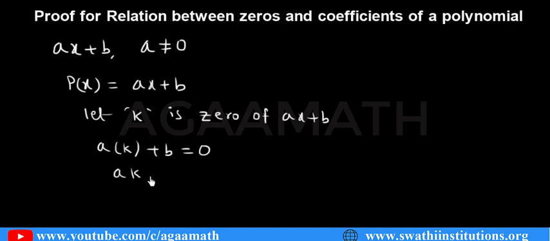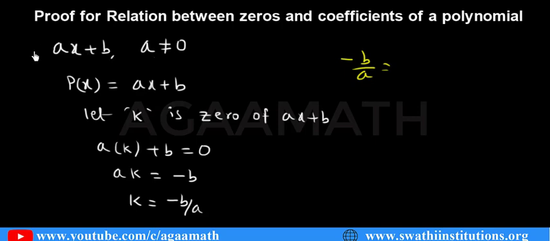Then ak is nothing but minus b, where k is equal to minus b by a. So k is nothing but minus b by a. This minus b by a is the zero of ax plus b. Now when I would like to make the relation with the coefficients, the zero is minus b by a. How do we write it? It's very simple, right? So minus b by a.